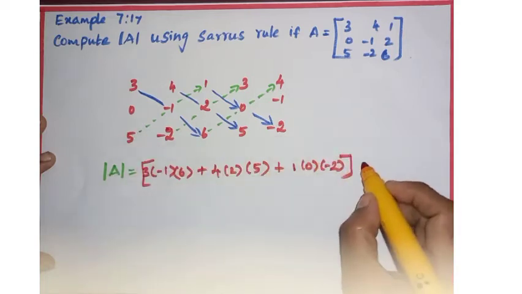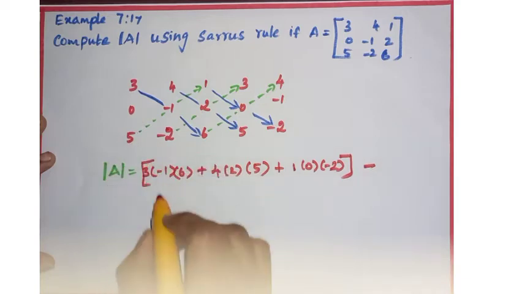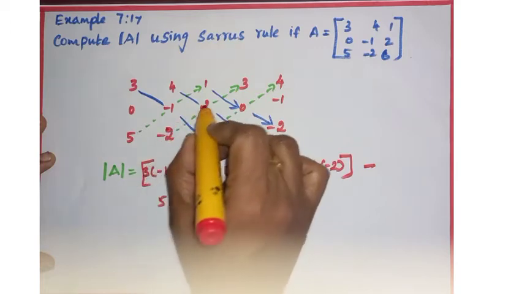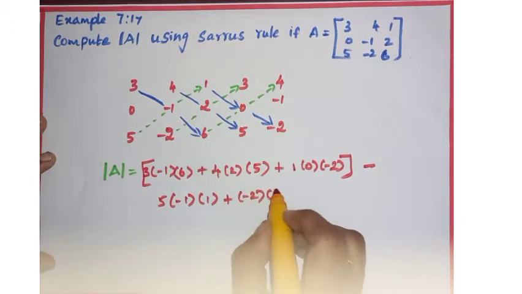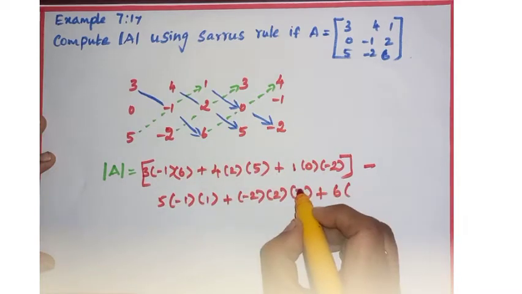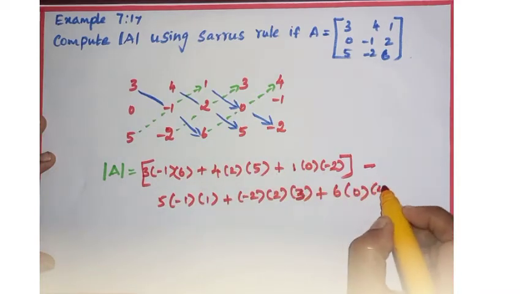Next, minus of 5, minus 1, 1 plus minus 2, 2, 3 plus 6, 0, 4.